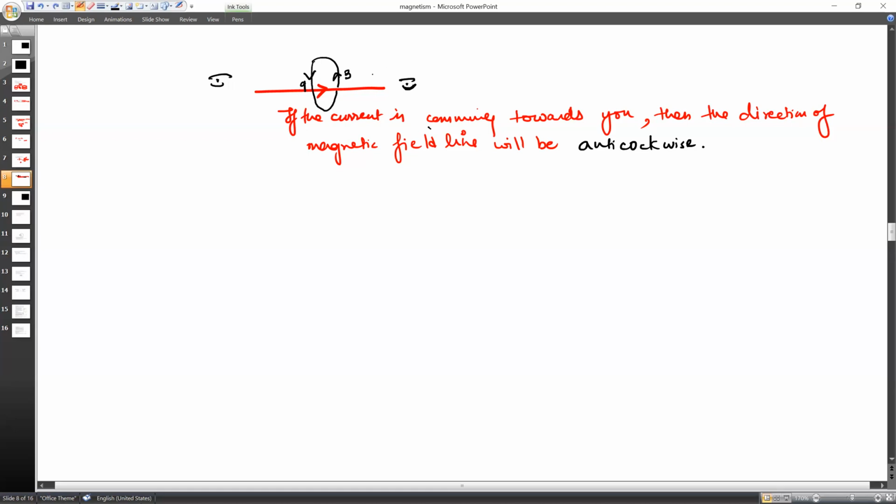If you watch the same thing, this is anti-clockwise. The direction is: this is 3, this is 9, this is 12, and this is 6. So it will be anti-clockwise. And if you watch the same thing from here, imagine there is a wall in front of you: this will be 3 here, this will be 9 here, this will be 12 here, this will be 6 here.